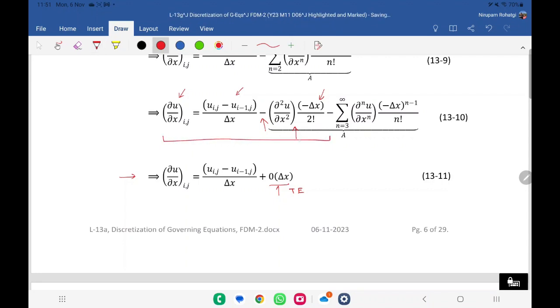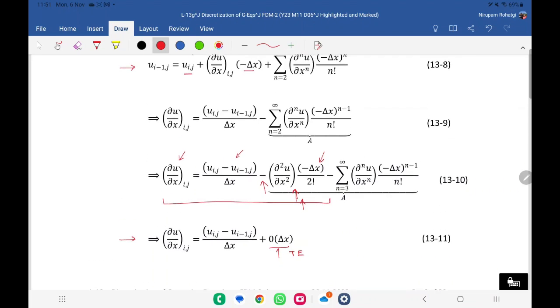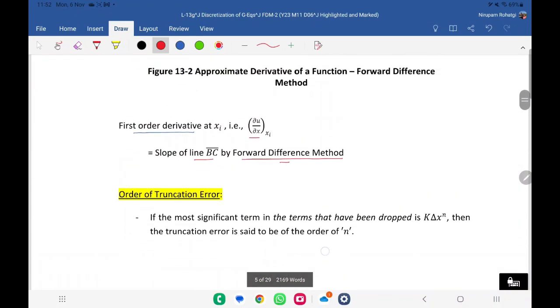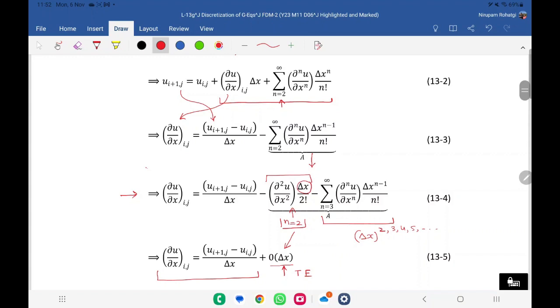Okay, and this is the term which is giving first order truncation error, and this is the backward difference. Now what will happen is, the term which is giving you truncation error will go away. We are adding these two equations, 13-19 and 13-3.